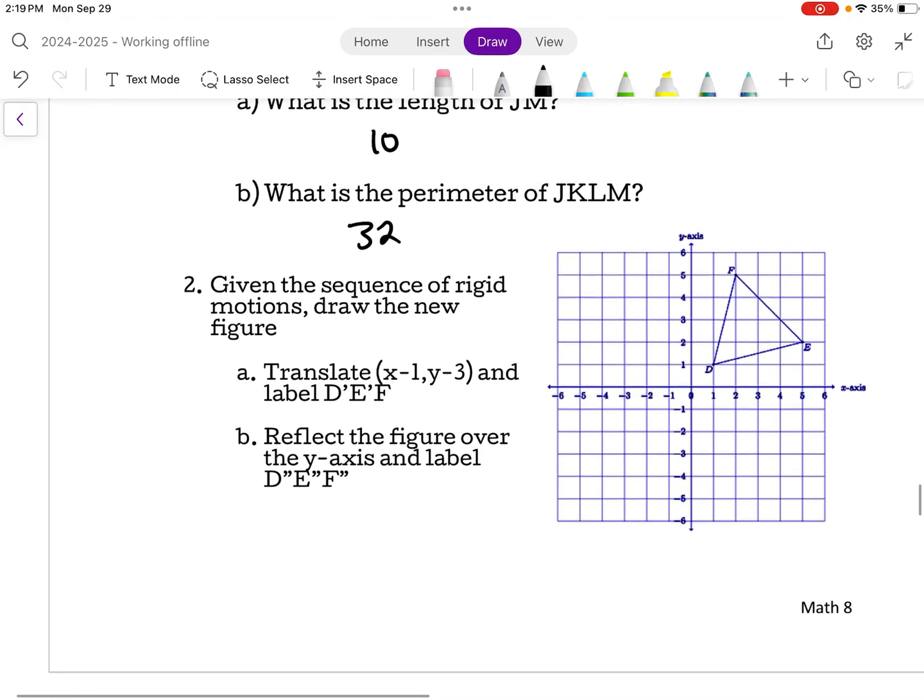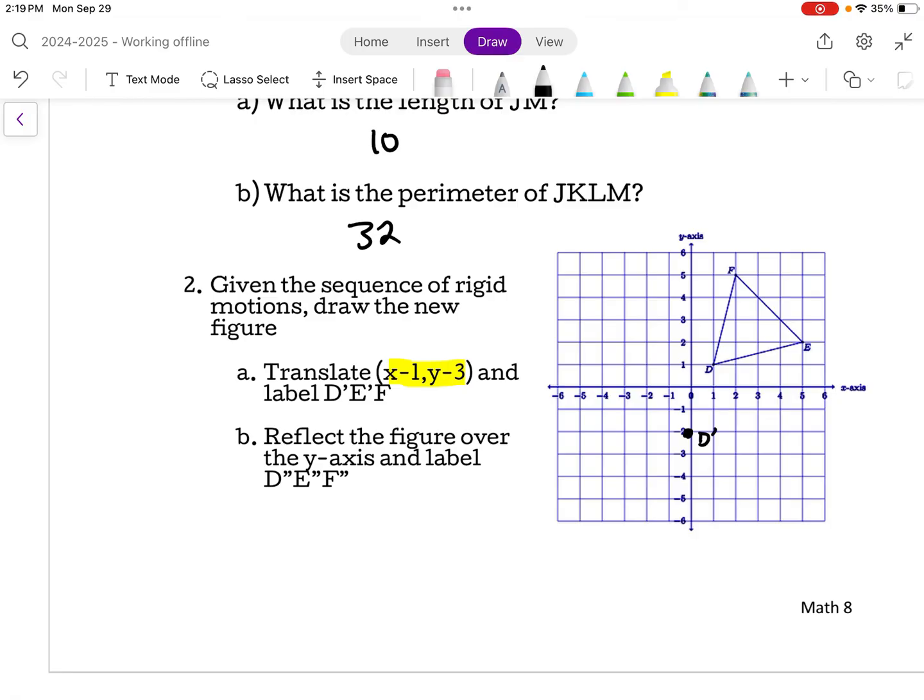All right, wrapping this up here, we've got one last one to do. Given the sequence of rigid motions, draw the new figure. So I'm going to first take DEF and translate it. It looks like it says x minus 1, y minus 3. And that tells me that that would be 1 to the left and 3 down. So I will take each point and move it 1 left and then 3 down.